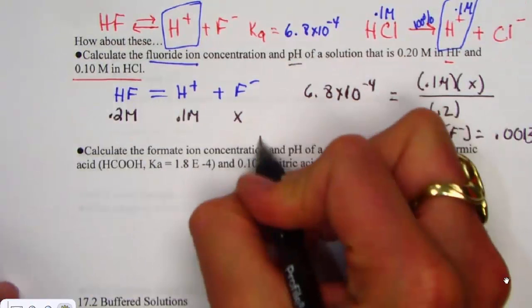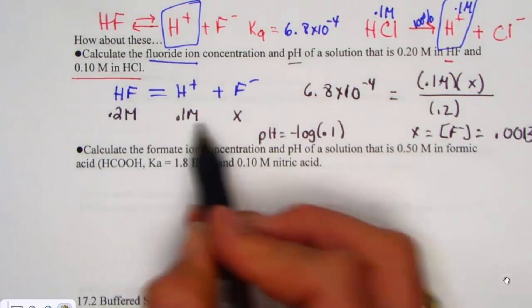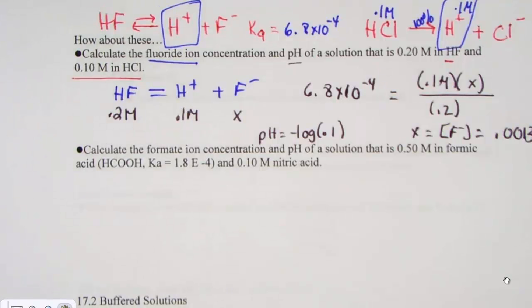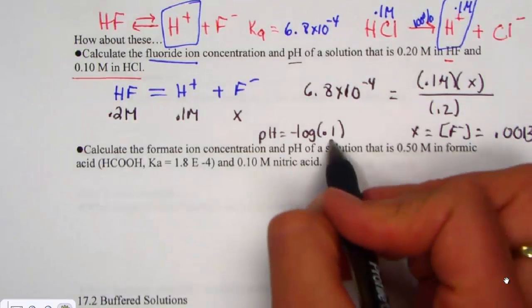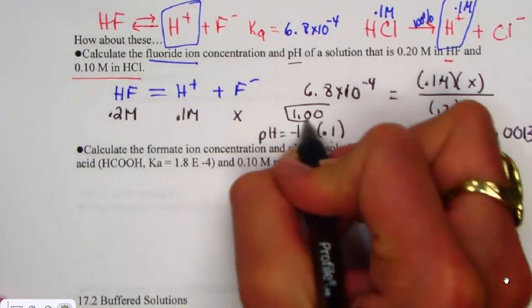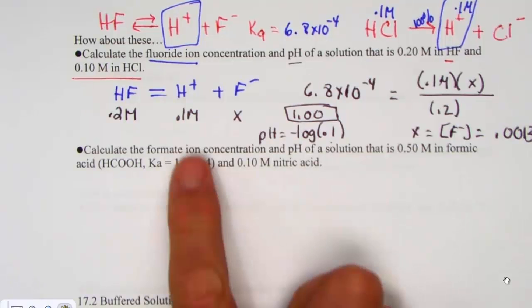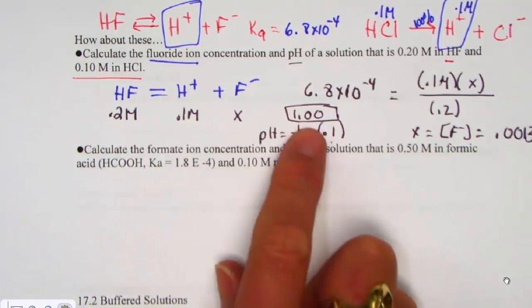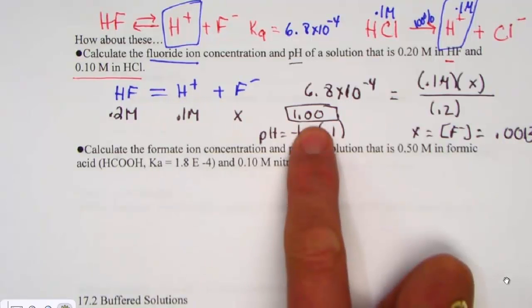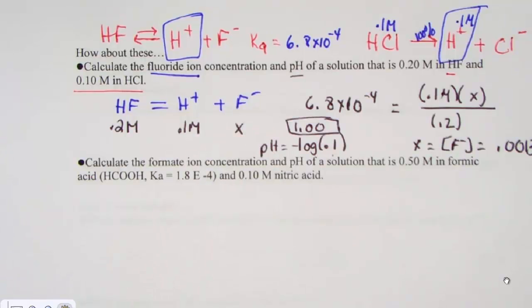And the other part of our question asks for pH, and that's negative log of the concentration of hydrogen ion. So 0.1 becomes the hydrogen ion, and of course this is written as 1 times 10 to the negative 1, so the pH comes out to be 1.00. Remember your 2 decimal place rule. pH of our solution, very strong acid, 0.1 molar, gives us a pH of 1.00. Letting X stand for fluoride, we set up our equilibrium problem and pulled out the fluoride ion.